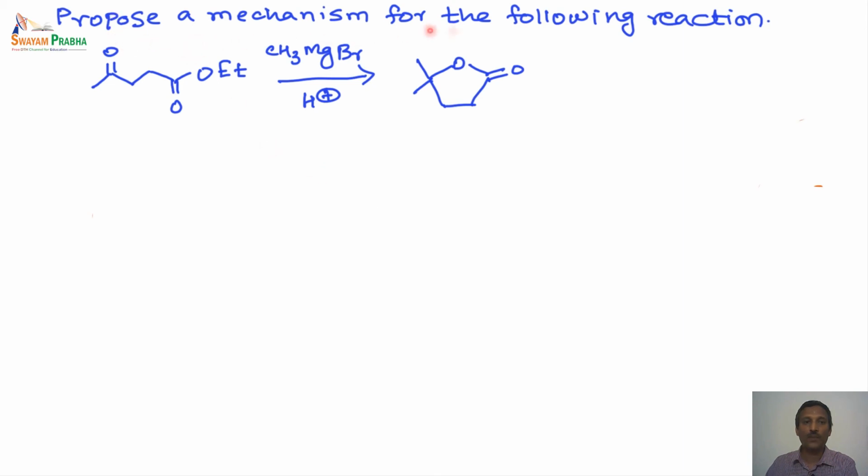And here we have to propose a mechanism for the following reaction. We have a ester, keto ester is there. This keto ester is treated with methyl magnesium bromide to give a cyclic derivative, that is a lactone.